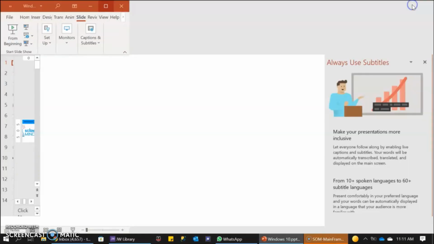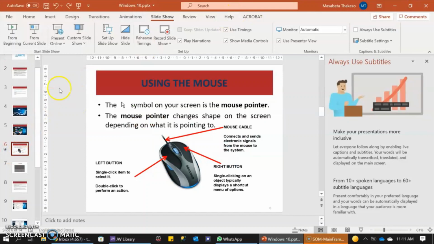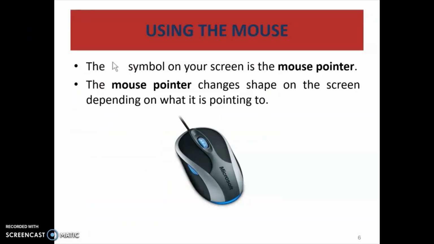So remember, a computer comes with certain devices. For a computer to be fully functioning, we have certain external devices that help in that regard, and one of them being a mouse. Okay, so we have this symbol on your screen.